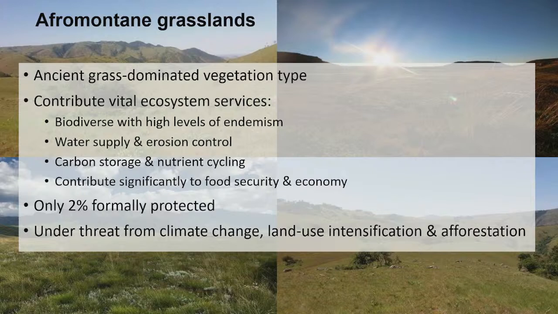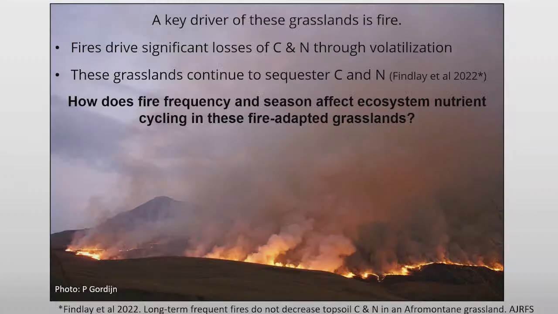But despite their intrinsic value, only 2% of our temperate grasslands are formally protected in South Africa. They are considered critically endangered, and they are hugely under threat from climate change, land use intensification, and afforestation. A key driver of these grasslands is fire. Prescribed fire is used as a huge management tool in these grasslands, but there's quite a significant amount of debate surrounding prescribed fire, especially because of the negative effects of burning on atmospheric carbon dioxide.